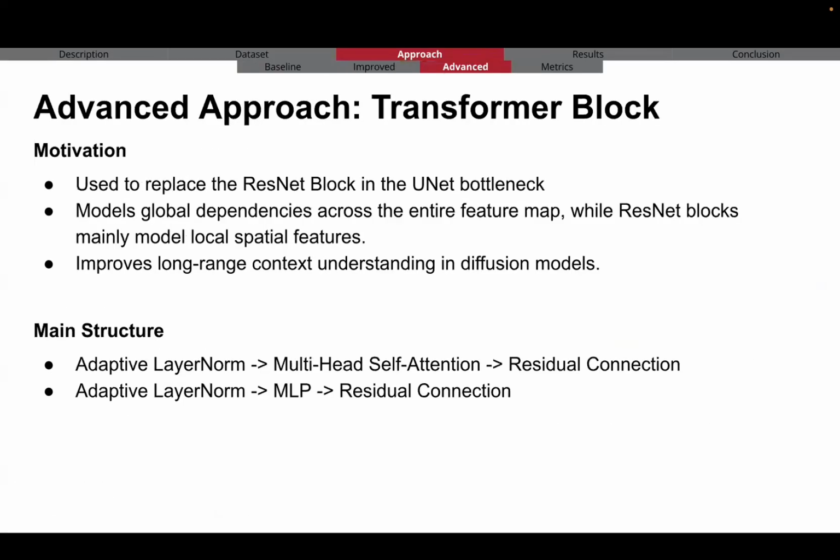But finally, we replaced the ResNet blocks in the UNet bottleneck with transformer blocks. This allows the model to capture global dependencies across the feature map, improving long-range context understanding for better denoising. The transformer block follows a two-part structure. First, we apply adaptive layer norm, followed by multi-head self-attention, and then add a residual connection. Second, we again use adaptive layer norm, this time followed by a feed-forward MLP and another residual connection.